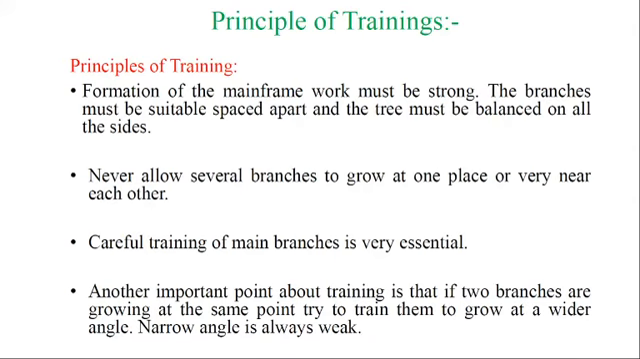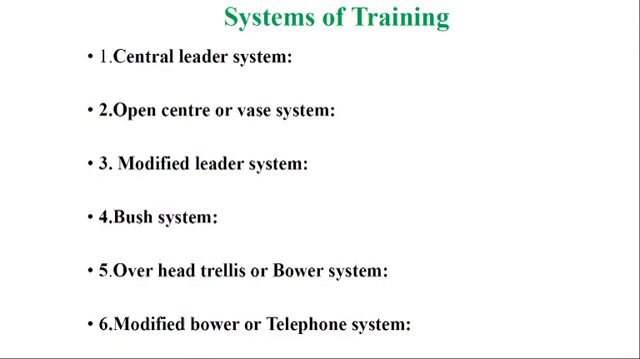Another important point about training is that if two branches are growing at the same point, try to train them to grow at a wider angle. A narrow angle is always weak. With the help of training, if two branches are growing at the same point, we will make them a wider angle. By separating them, we will obtain a good product. So these are the principles of training.